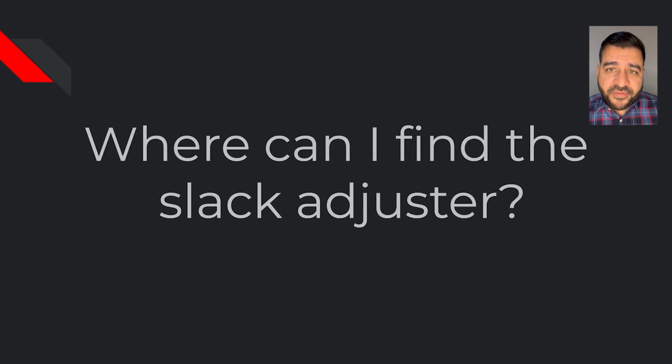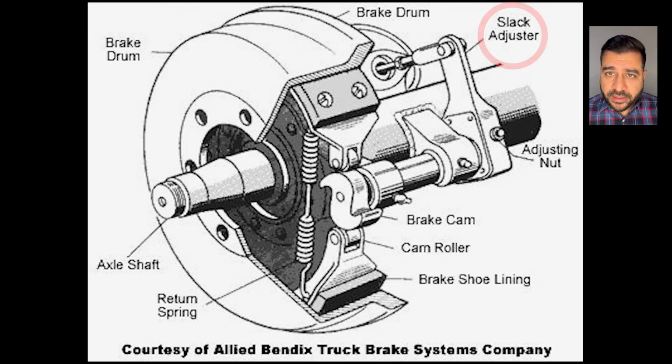Okay, so where can I find the slack adjuster? Well, the slack adjuster assembly is part of your wheel end. Now, one end of the slack adjuster is connected to the S-cam, while the other end of the slack adjuster is actually connected by a clevis to the push rod of your brake chamber.